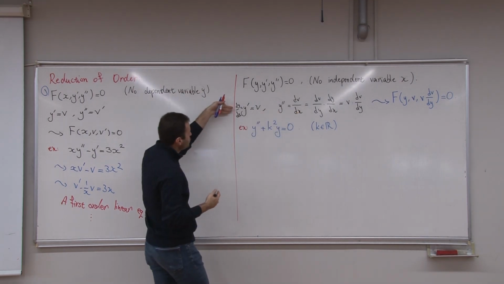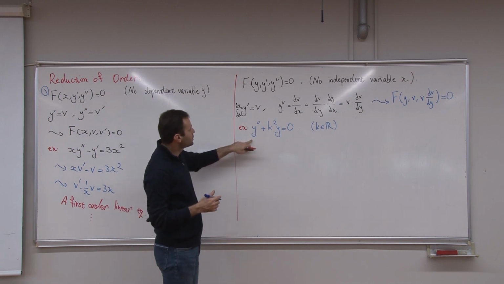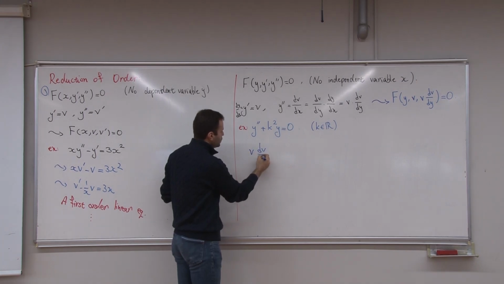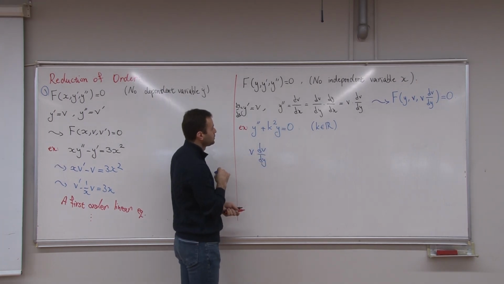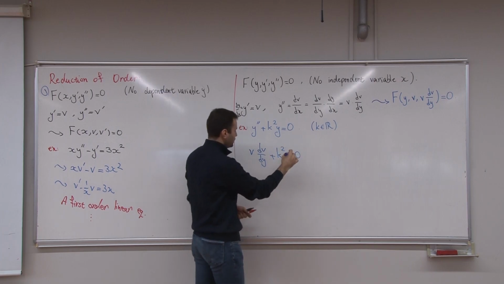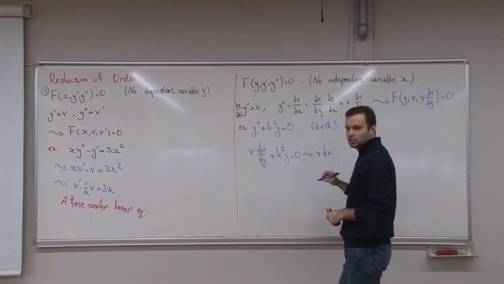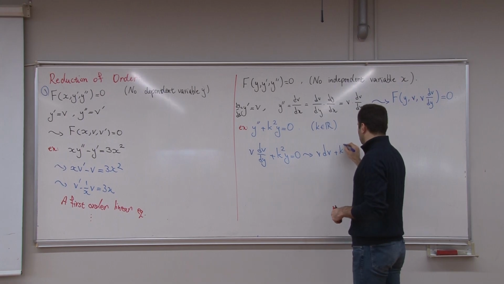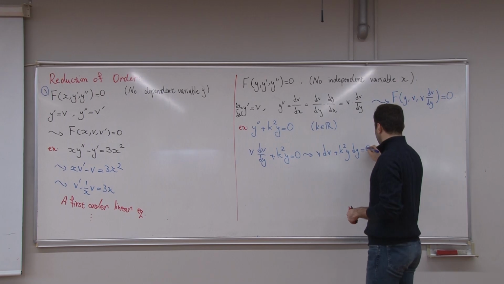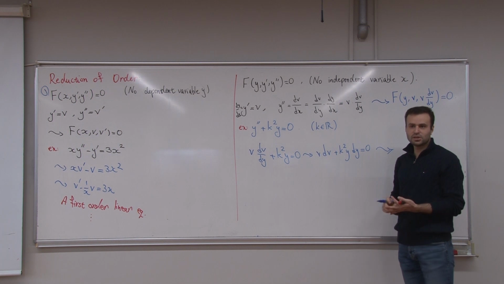What we have done here, just trying to replace them. If we replace them, what do we have? Instead of y double prime, I need to write v dv over dy plus k to the power of 2 y equal to 0. Can I write this as v dv plus k to the power of 2 y dy equal to 0? Is this a first order differential equation or not?